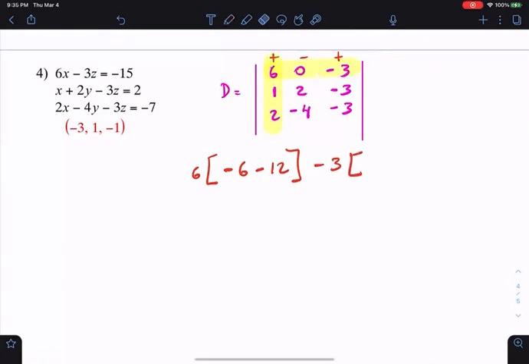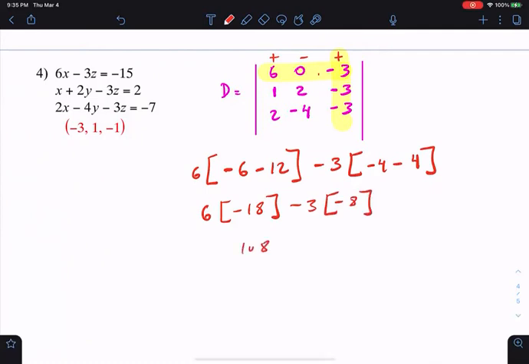And I need to erase this stuff. And now I have to do this part, right? The last column and the first row. So therefore you have 84 minus 4, right? So compute this. So this is 6, -18, minus 3, -8. So if you compute this, you get 108, but it's negative, and this is positive 24, right? And if you subtract that, you get 84. And it's -84, actually. So this is your value of D, right? So D is -84.